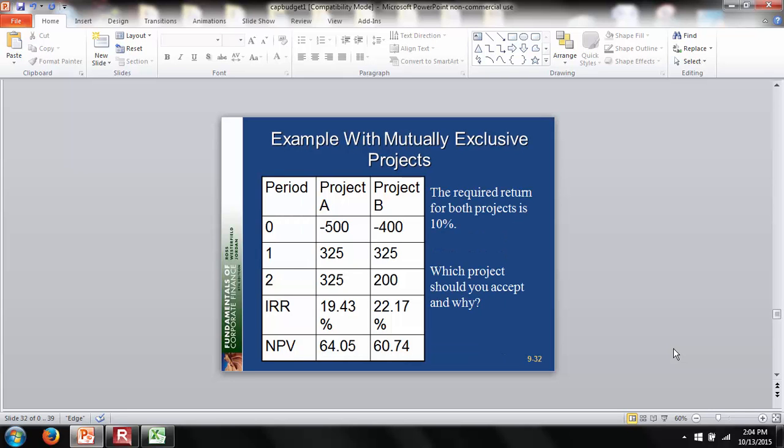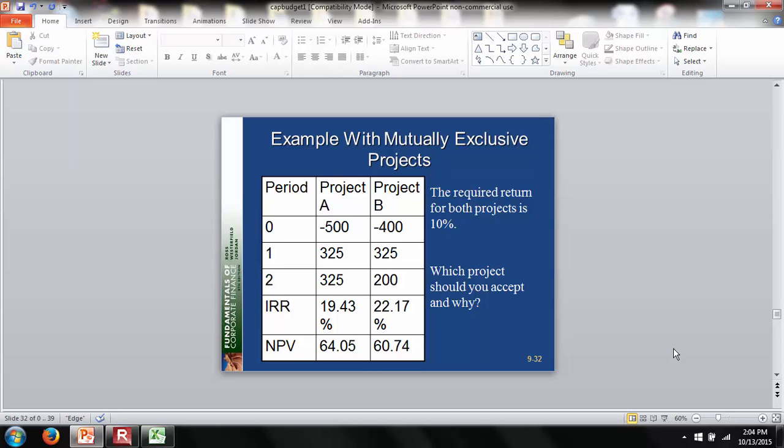So here, you are investing 500 for project A. You get 325 and 325 for both the years. So the IRR is 19.43% and the NPV is $64.05 million. Now for project B, you are investing 400, you get 325 and 200. The IRR is 22.17 and the NPV is 60.74.